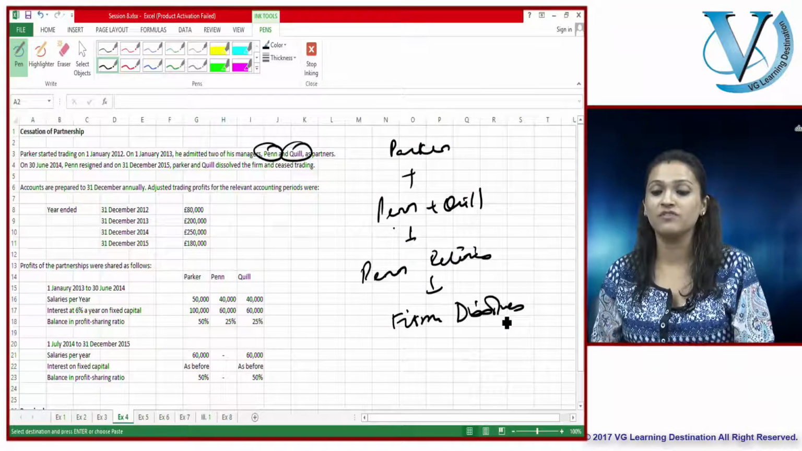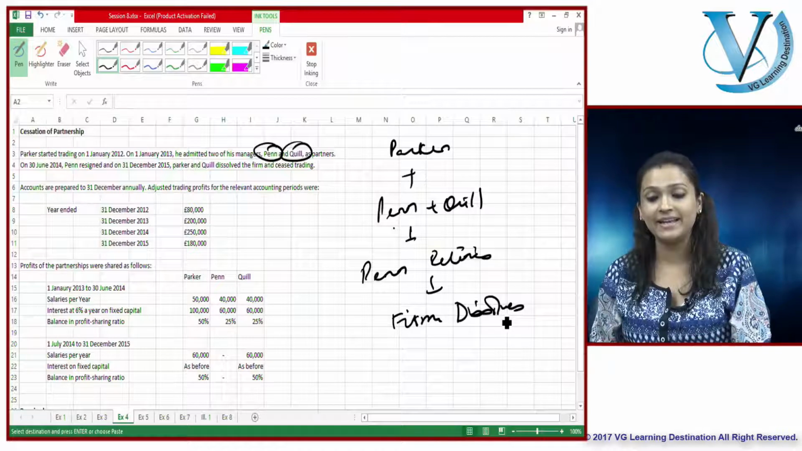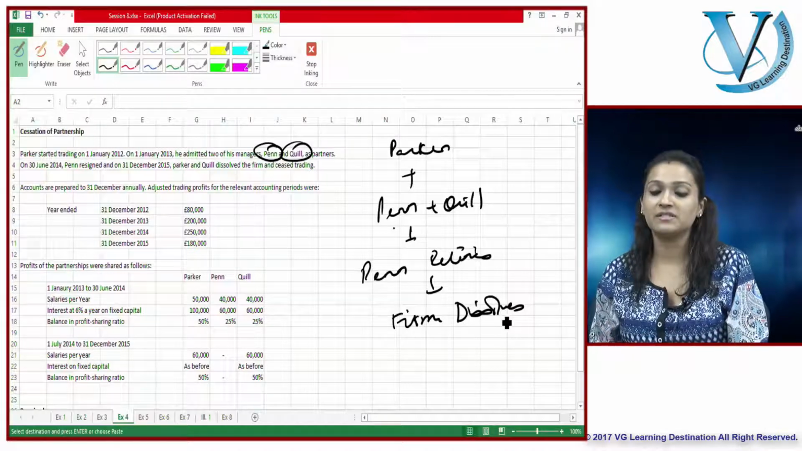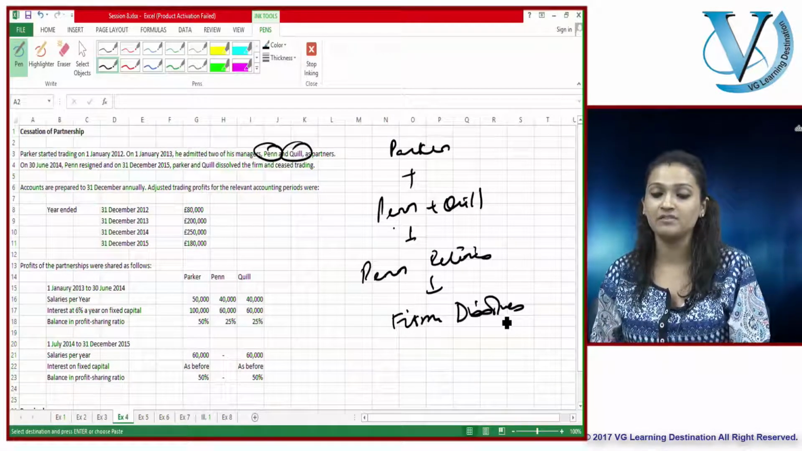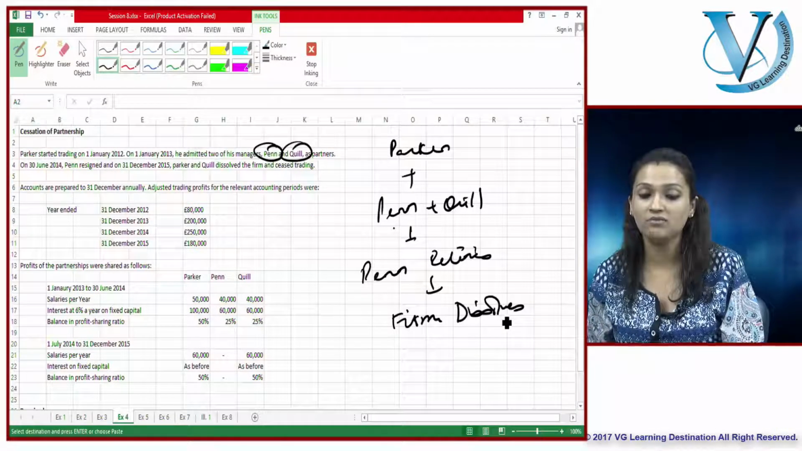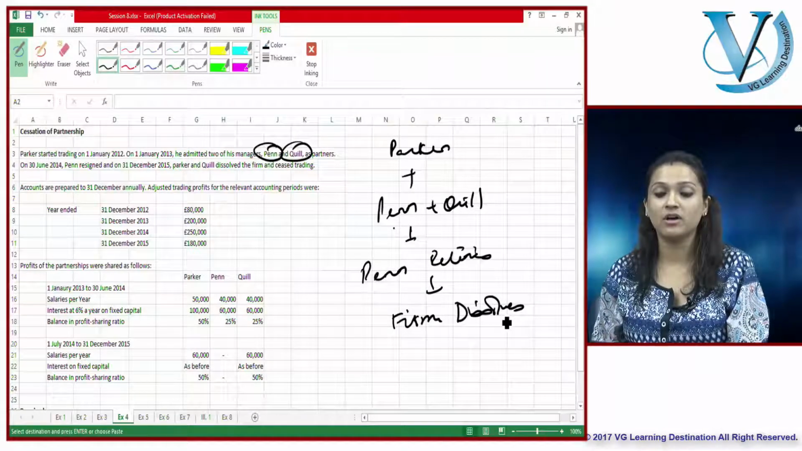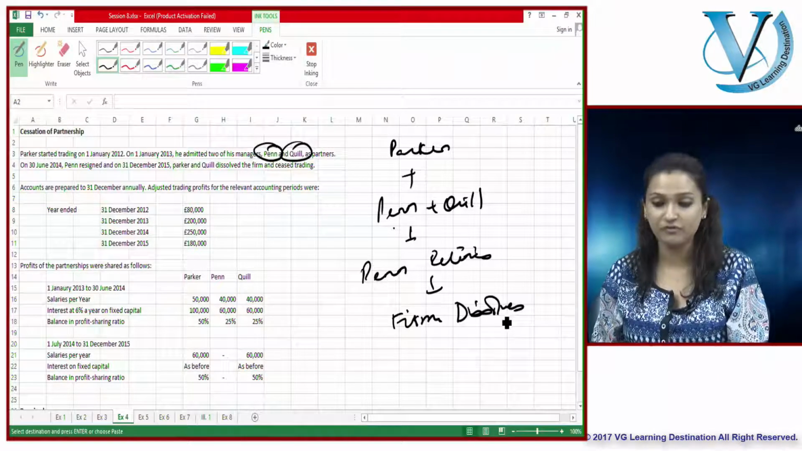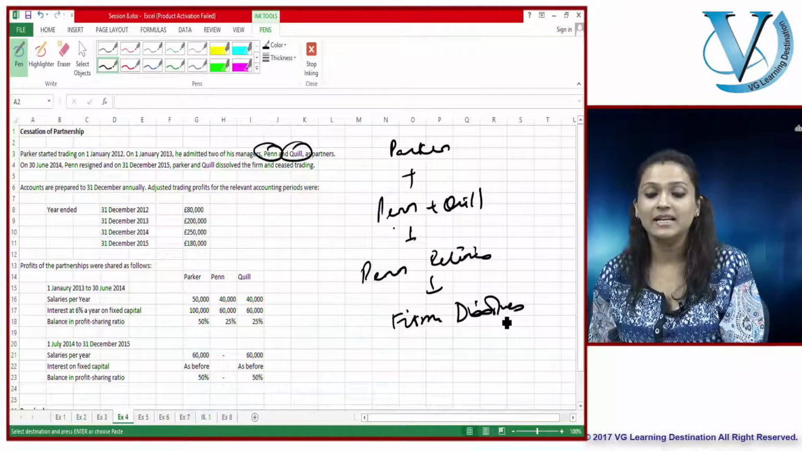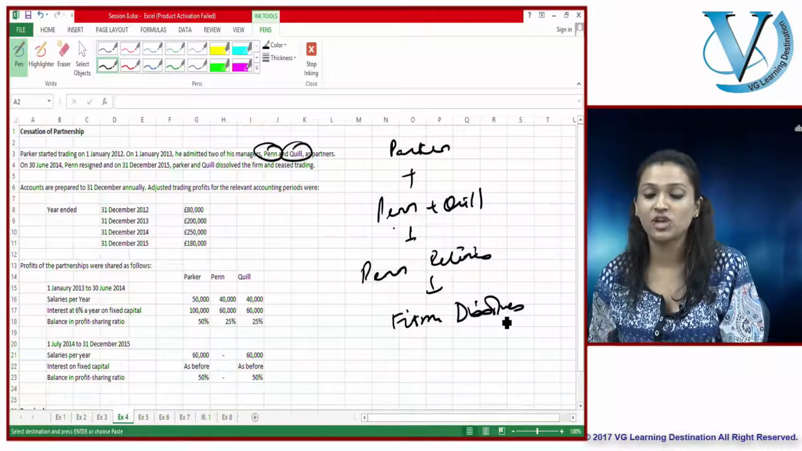Adjusted trading profits for the relevant accounting periods: year ended 31st of December 2012, profits are £80,000; 31st of December 2013, £200,000; 31st December 2014, £250,000; 31st December 2015, £180,000. Profits of the partnership were shared as follows from 1st of January 2013 to 30th of June 2014: salaries per year are given for the three partners, interest at 6% a year on fixed capital is also given, as is their profit sharing ratio.